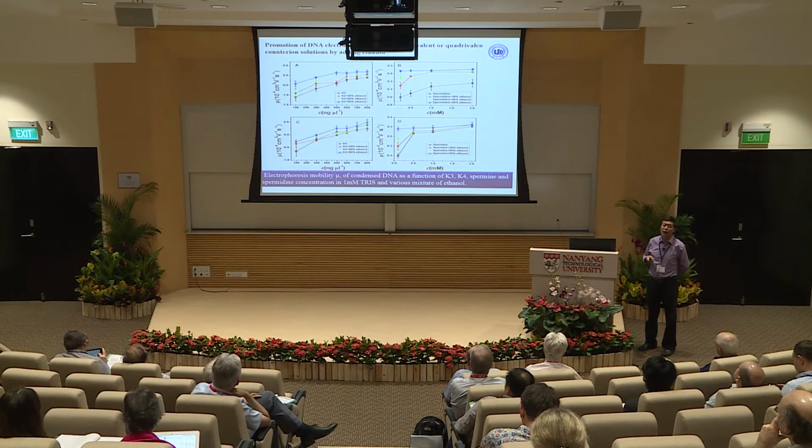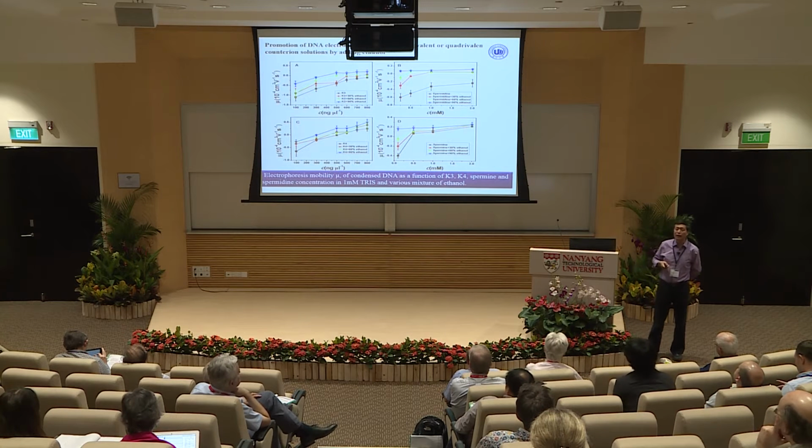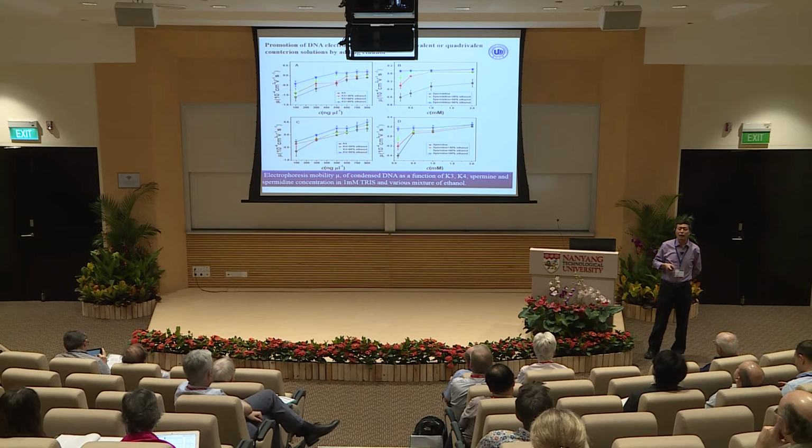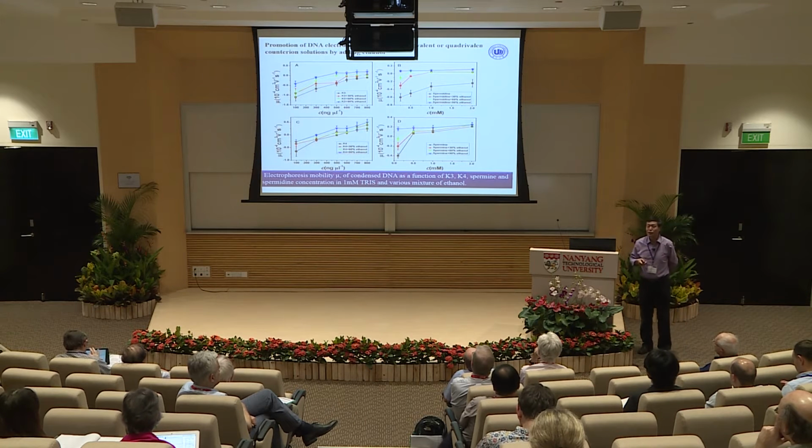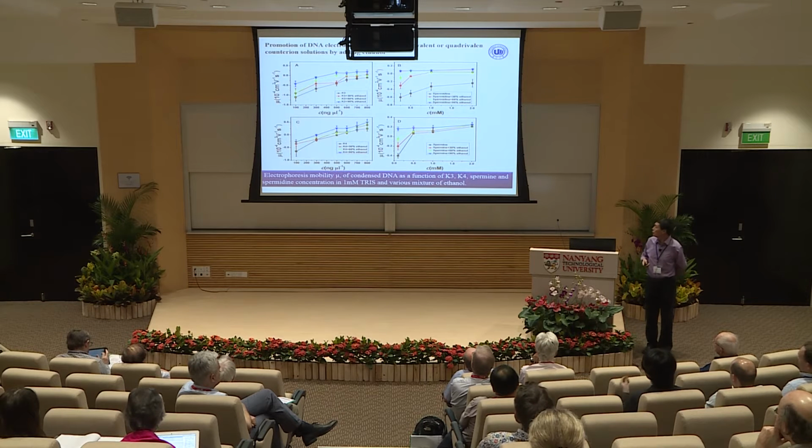People have known for a long time that usually only compounds of more than 3 valence can condense DNA. However, only tetravalent compounds can induce DNA charge inversion. So what's the reason?